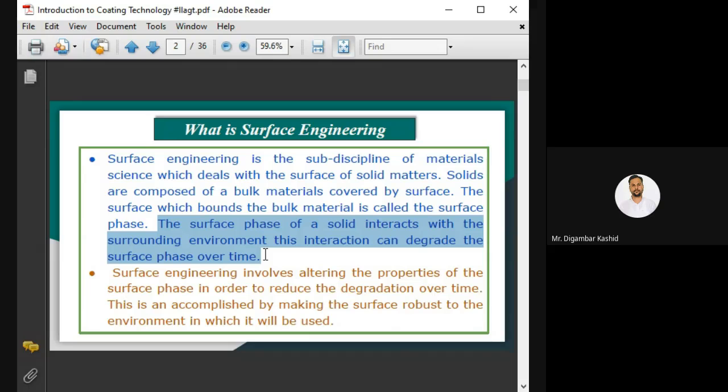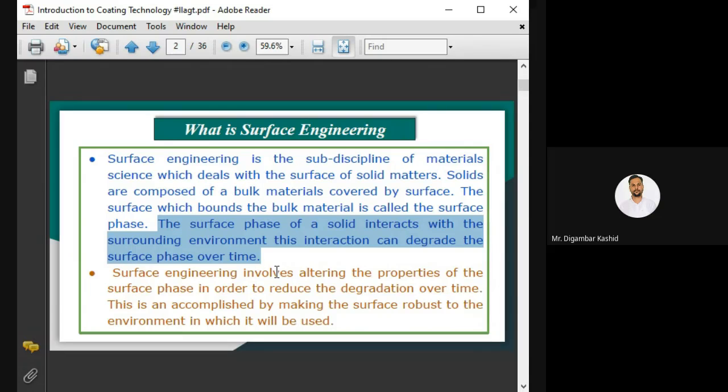So this, our surface engineering, involves altering the properties of the surface phase. Okay. Surface engineering involves what? Altering the properties of the surface phase, for what purpose? In order to reduce the degradation. Okay. To avoid or reduce the degradation, we have to alter the properties of our surface phase. So that is the main motto of surface engineering.